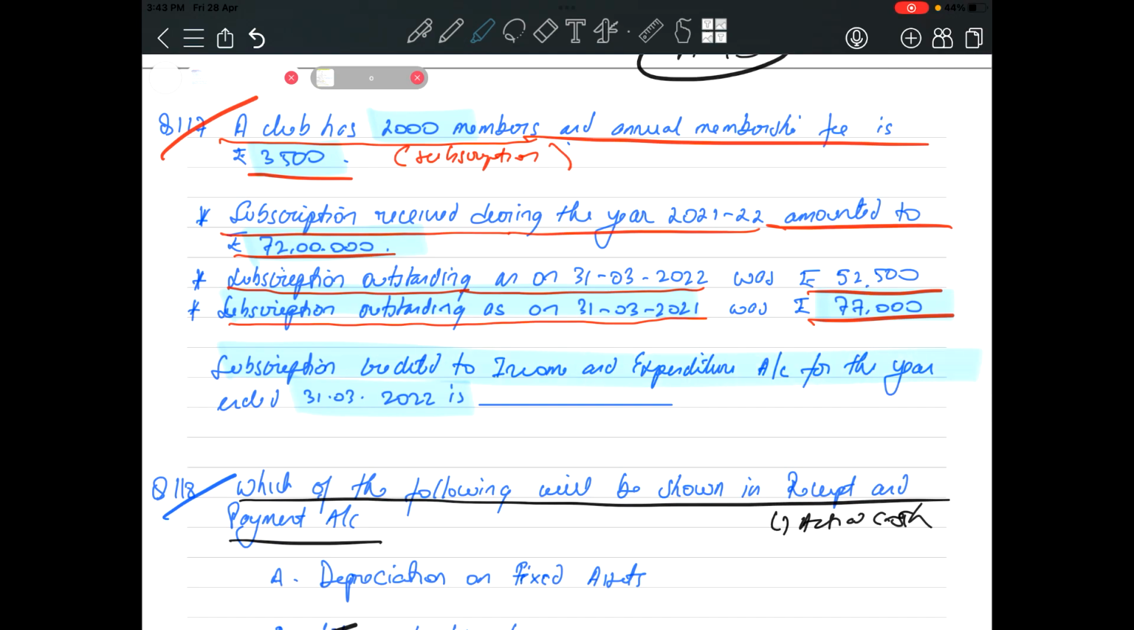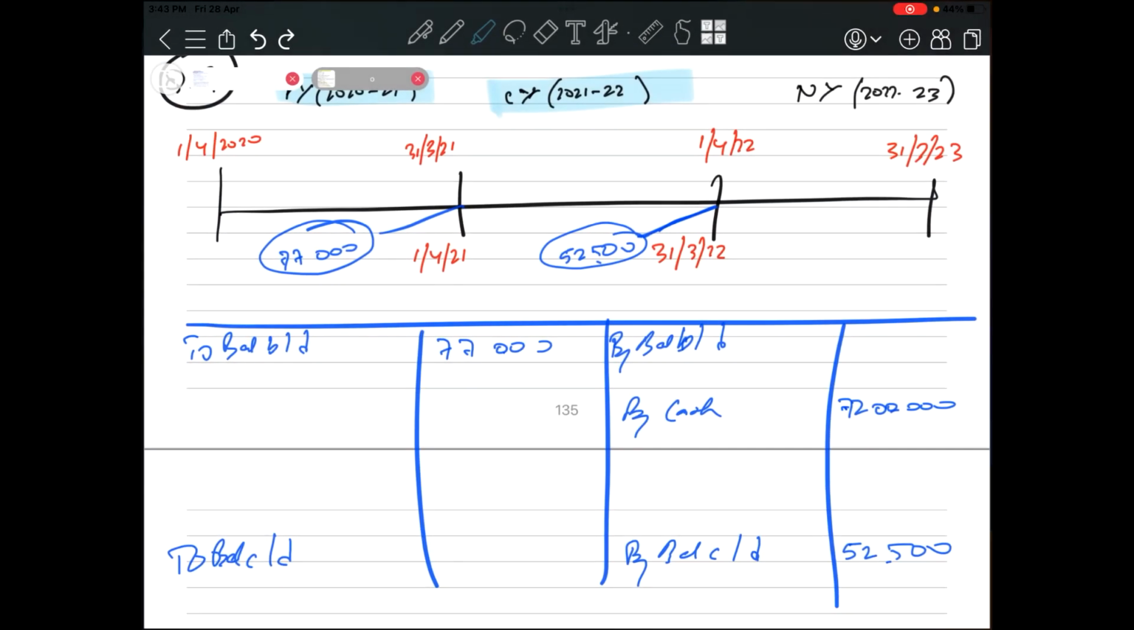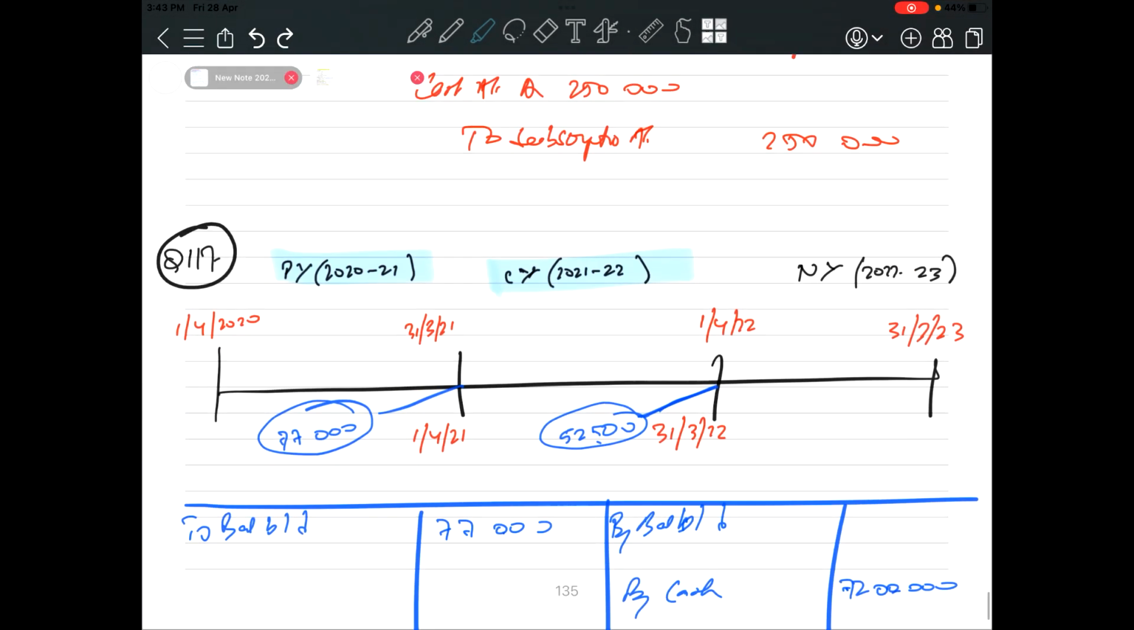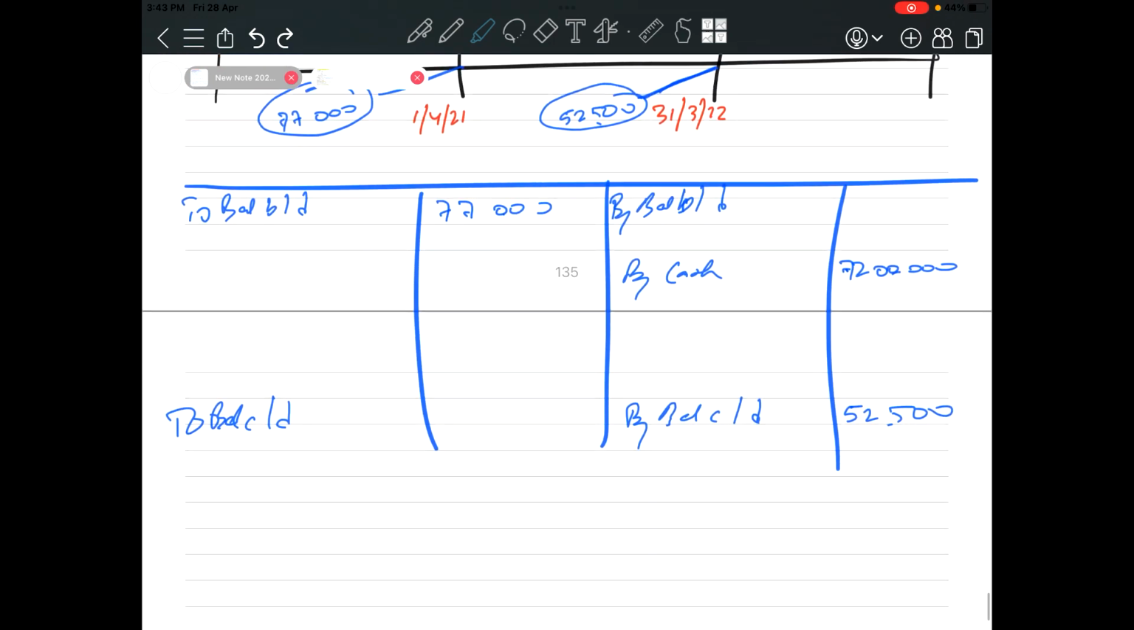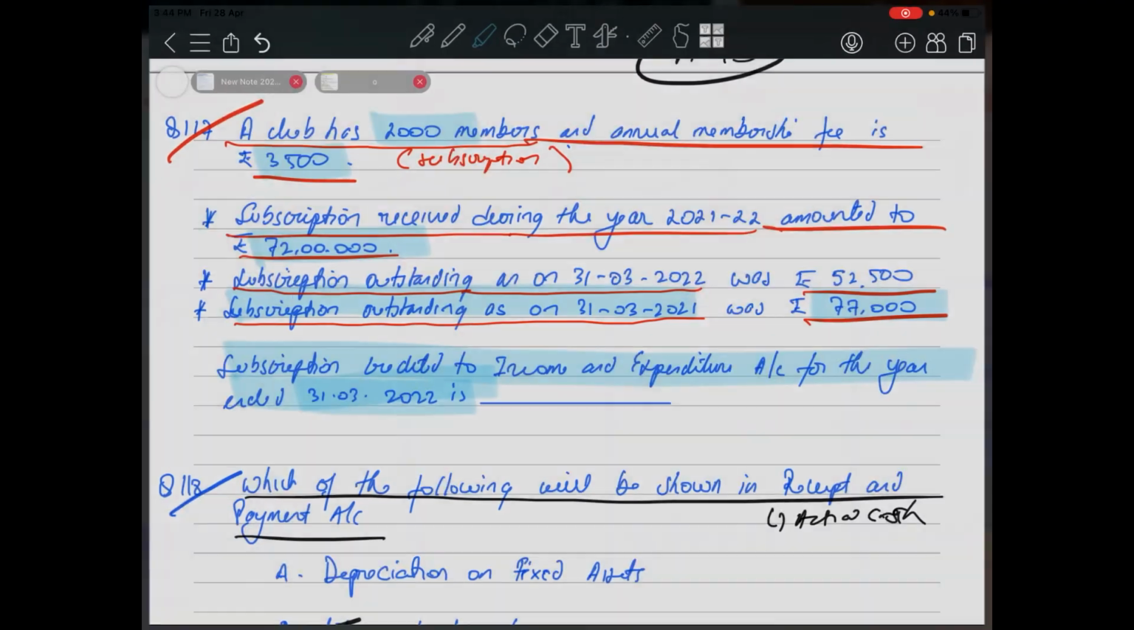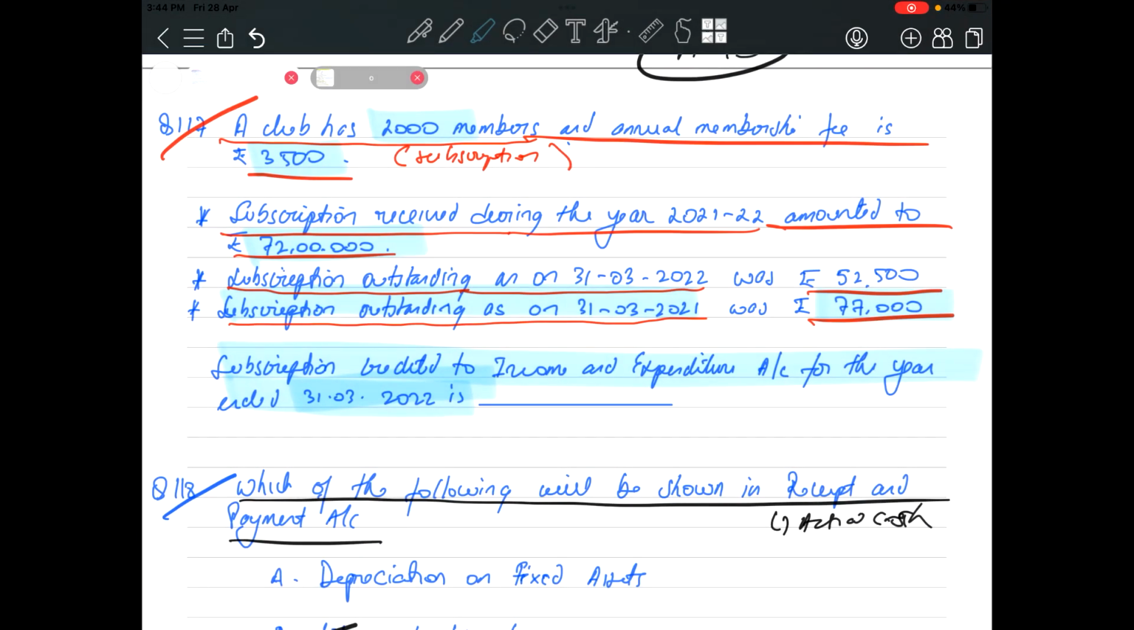Now what's the question saying next? We have to calculate subscription credited to income and expenditure account for the year. Simple now. Now how will you do? The balance will be your, so will there be any, wait, am I missing anything?